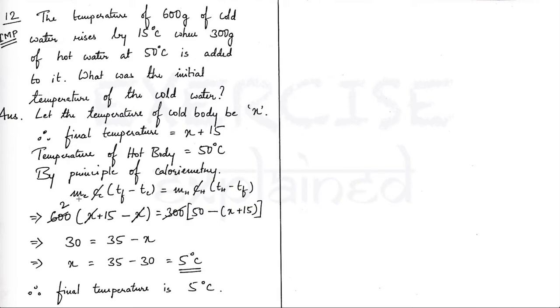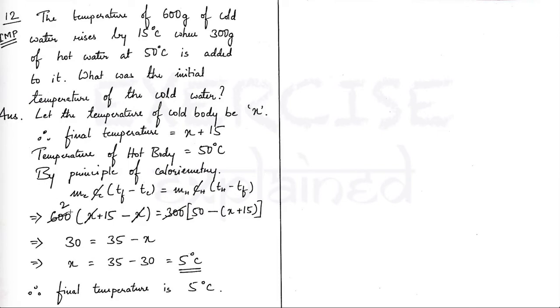M suffix C, that is the mass of the cold body, I have substituted as 600 because it is given in the question. You can see here, TF is X plus 15, that is the final temperature, minus TC, we have assumed it to be X, so I have written it as minus X, is equal to 300, that is the mass of the hot body, again given in the question, into the bracket of TH, that is the temperature of the hot body, again given in the question as 50 degrees Celsius, minus the final temperature X plus 15.